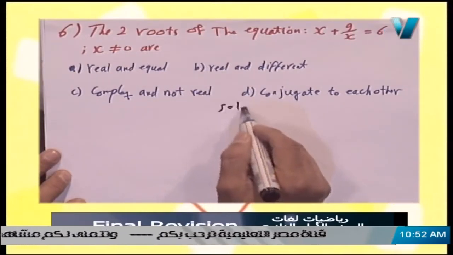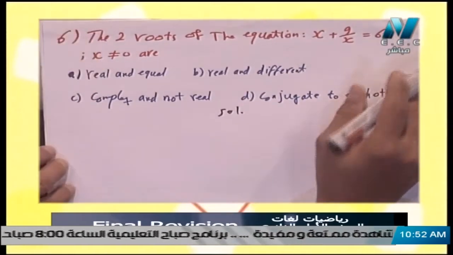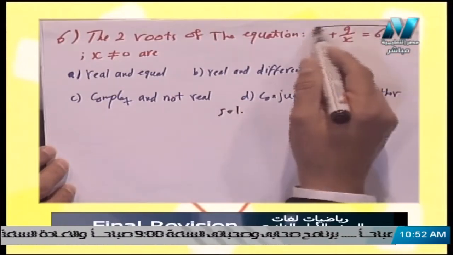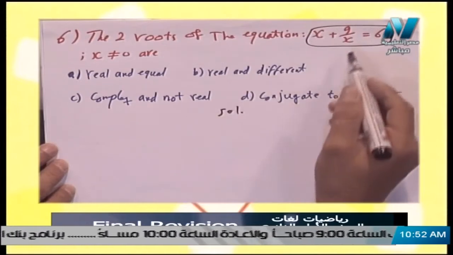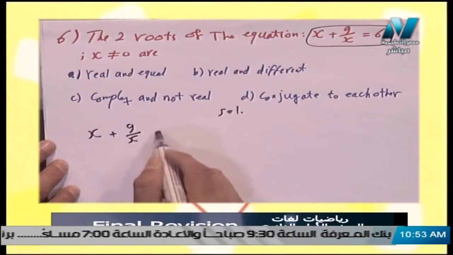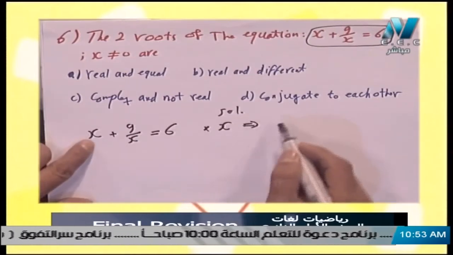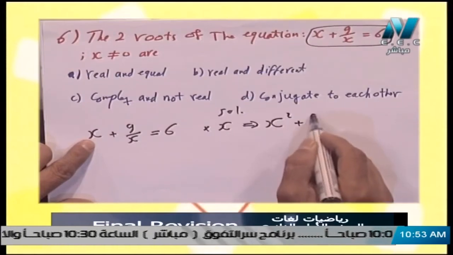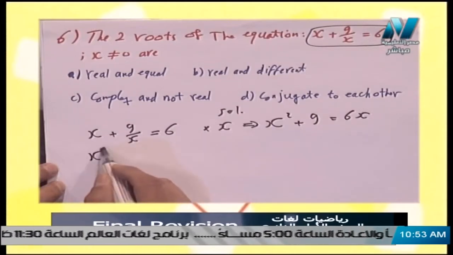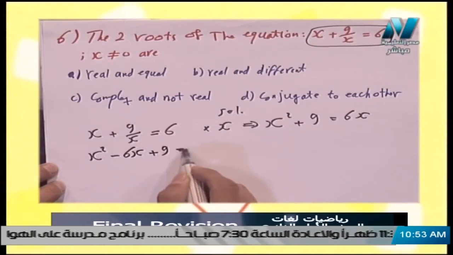Okay, this equation is difficult if you have this x in the denominator. So we will multiply all the equation here by x to simplify it. So x plus 9 over x equals 6. By multiplying by x, the equation will be x power 2 plus 9 equals 6x. By arranging it well, then x power 2 minus 6x plus 9 equals 0.